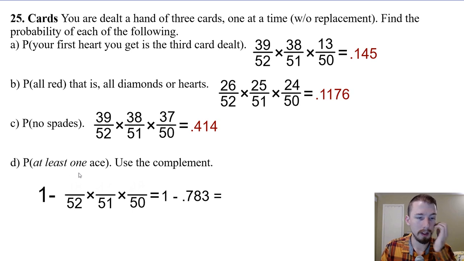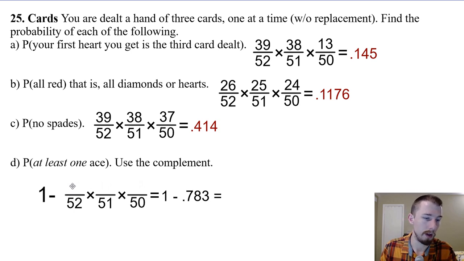All right, at least one ace. So anytime we have at least one, that means you could have one ace exactly out of 3, 2 aces out of 3, or very unlikely, very rare, 3 aces in a row. And we don't want to find those individual probabilities. It gets to be a mess. So instead, let's find the probability using the complement. So let's find the likelihood that you don't get an ace at all, and then subtract it from 1. And that'll leave us the other possible branches on the tree.